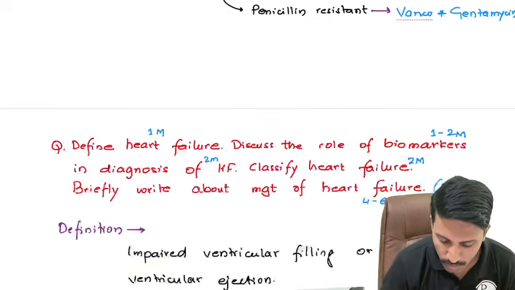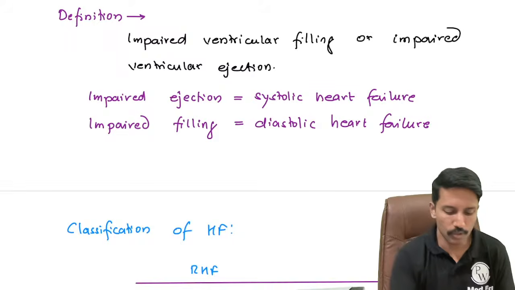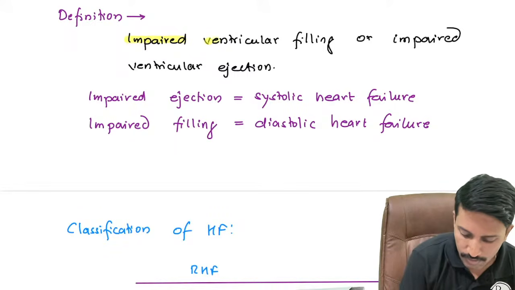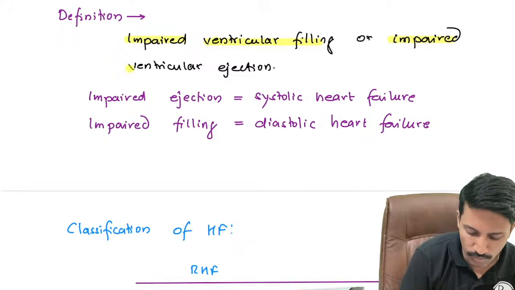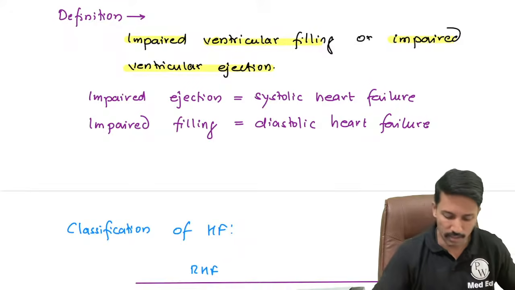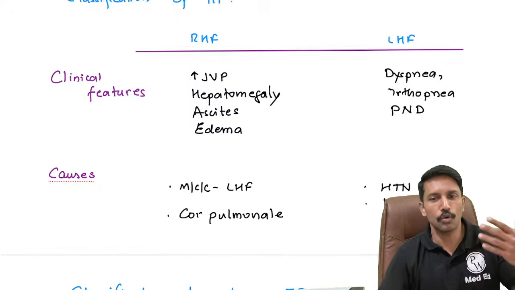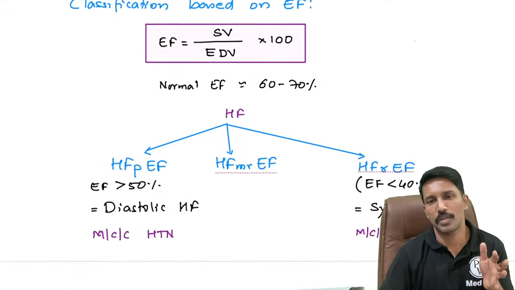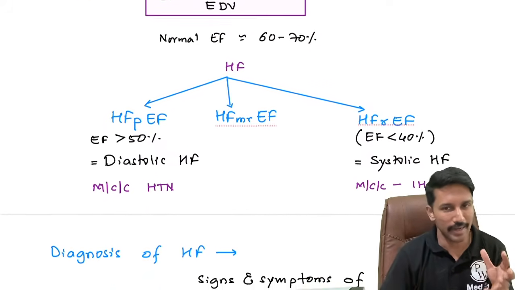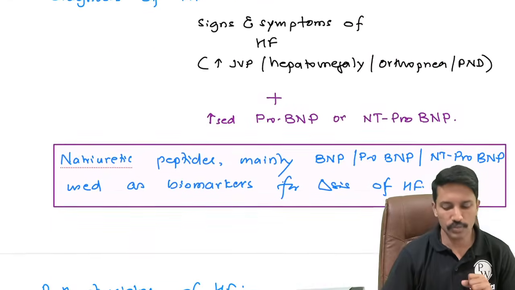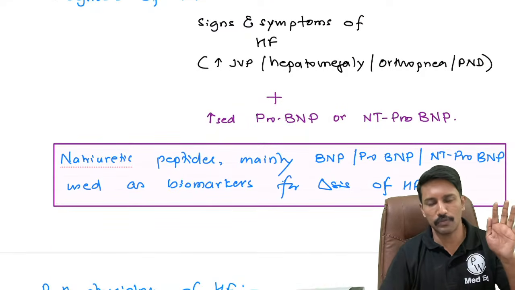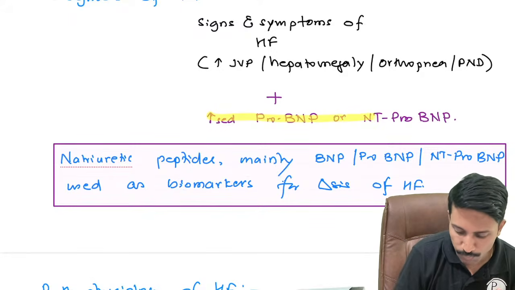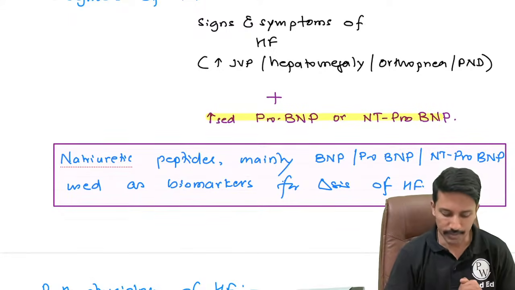Quick reiteration, what you should include. Definition should include two terms. The first term is impaired ventricular filling. Second term is impaired ventricular ejection. Right? That is our heart failure. Classification include two classifications, right versus left, and ejection fraction based classification as reduced ejection fraction and preserved ejection fraction. Diagnosis: mention that there should be signs and symptoms of heart failure and it should be confirmed as heart failure when the biomarkers, that is BNP or pro-BNP, are elevated.